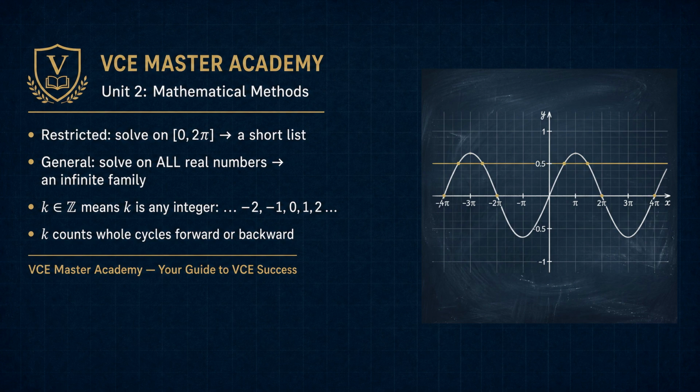Here is the tool, the letter K. An integer is any whole number, positive, negative, or 0. K is just a cycle counter. It counts full turns of the wave. One full turn is 2 pi. So plus 2k pi means shift by any number of full turns. Put k equals 1. You move 1 turn forward. Put k equals minus 3. You move 3 turns back. One short line, every answer.